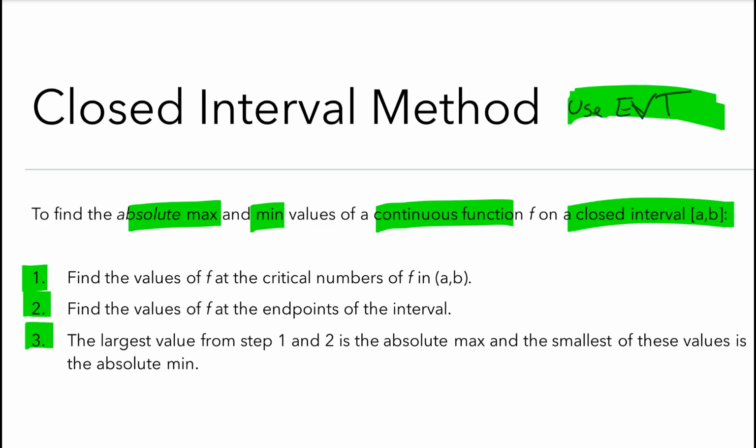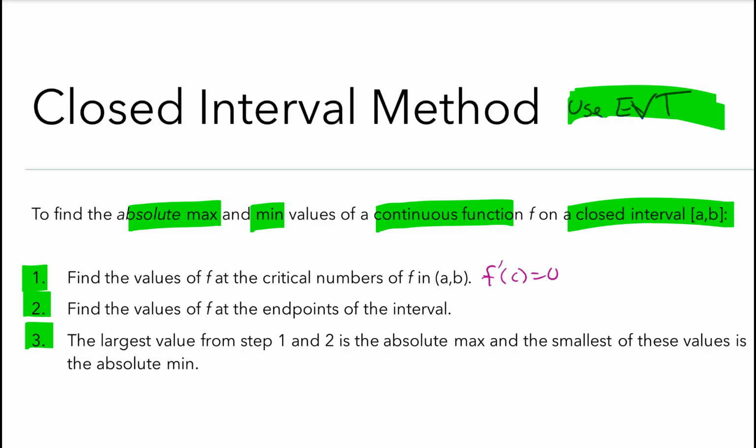1, 2, 3. First, we're going to find the values of f at the critical numbers of f in (a, b). So f prime of c set equal to 0. You'll find those c values. That's what we're going to do there. Critical numbers. We're not going to really worry about the ones where the derivative doesn't exist, because if they don't exist, then we wouldn't have had a closed interval that was continuous.